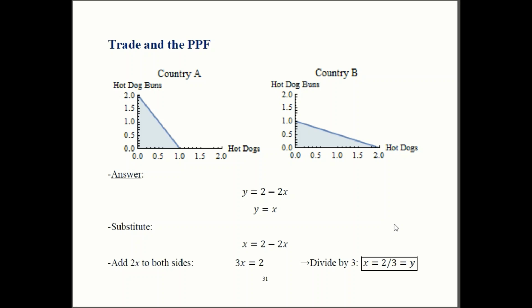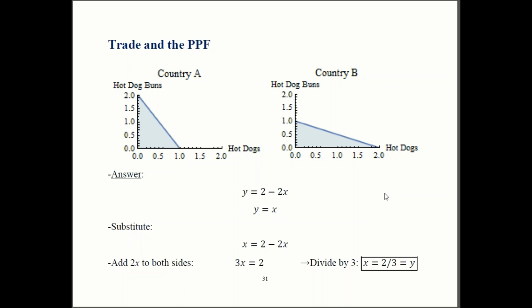Now I could take the exact same approach to country B. However, in this case, I have a shortcut. That shortcut is something called symmetry. You can see country B's PPF is just a rotation of country A's PPF. So it's also 2/3 for them. In this particular problem, because of the geometry, I got that shortcut. If the PPFs were substantially different, and it's not just a rotation, then you will have to solve for country B separately and use the exact same procedure.